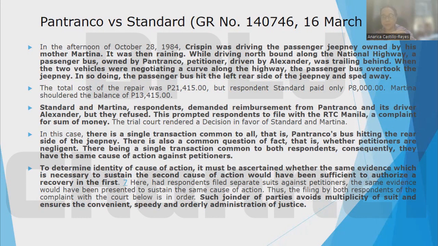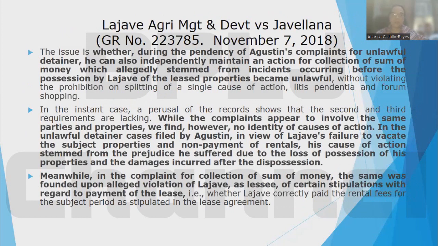That is Pantranco's bus hitting the rear side of the jeep. There is also a common question of fact, whether petitioners are negligent. There being a single transaction, consequently, they have the same causes of action against the petitioners. To determine identity of cause of action, it must be ascertained whether the same evidence would necessarily sustain the second cause of action would be sufficient to authorize a recovery in the first. Such joinder of parties avoids multiplicity of suits and ensures the convenient, speedy, and orderly administration of justice.